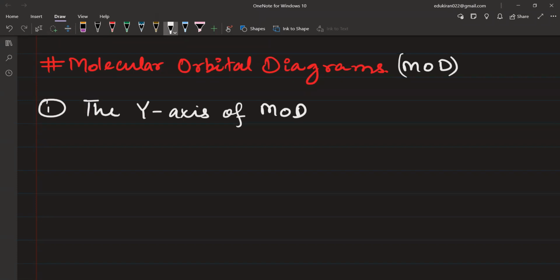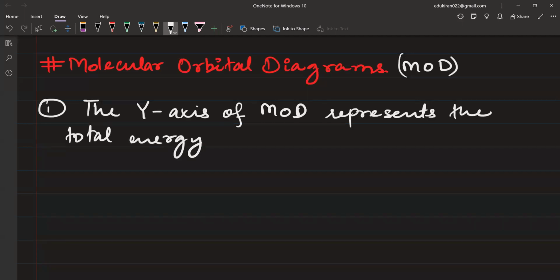Molecular orbital diagram represents the total energy. Okay, the total energy of orbitals. The y-axis tells the energy of the orbitals. Right, next.